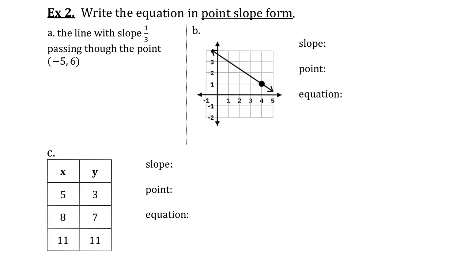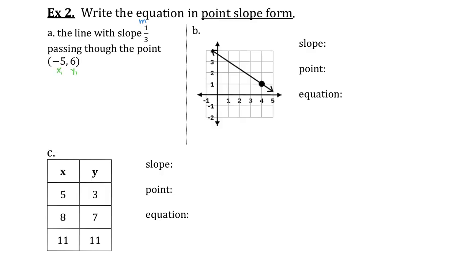Okay, now let's try some point-slope form. Point-slope form means they're giving me a slope and they're giving me a point, but it's not necessarily the y-intercept. It's just any random point. Okay, so what's my A? The line with slope 1/3, that's my slope, put through the point x1, y1.